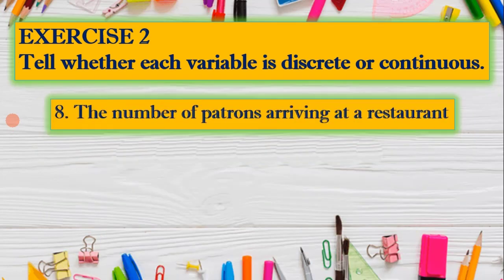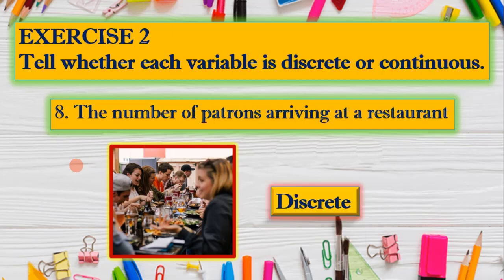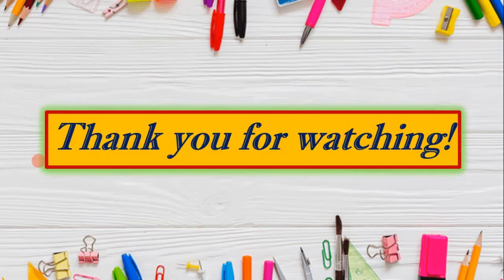For number 8, the number of patrons arriving at a restaurant. When we say patrons, it is the number of clients, customers, patronizers. So we have discrete. We can quantify the number of patrons arriving at a restaurant using counting numbers. So it's a discrete variable. So this is all for now.